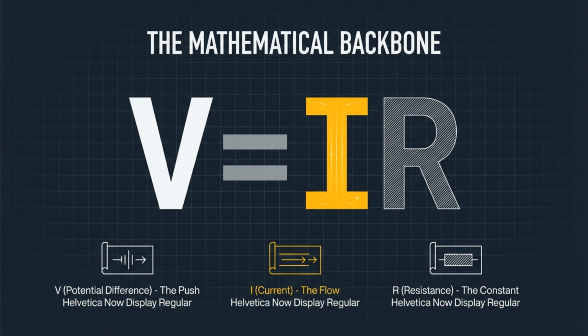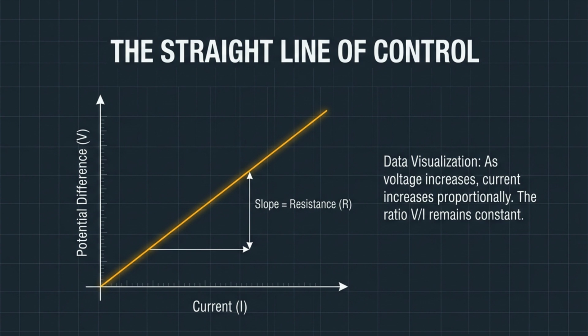V is the potential difference, or push. I is the current or flow. R is the resistance, or the constant opposing force. Ohm's law dictates a linear relationship. As voltage increases, current increases proportionally. This proportional relationship means the ratio of voltage to current, which is resistance, remains constant.